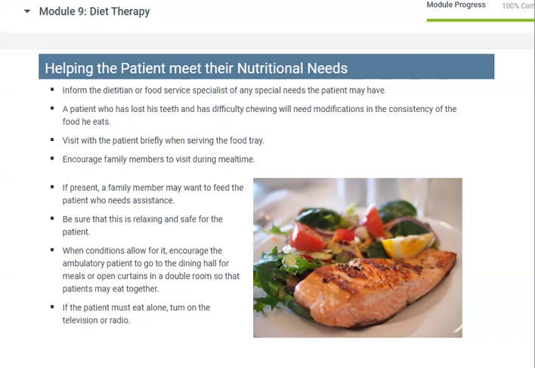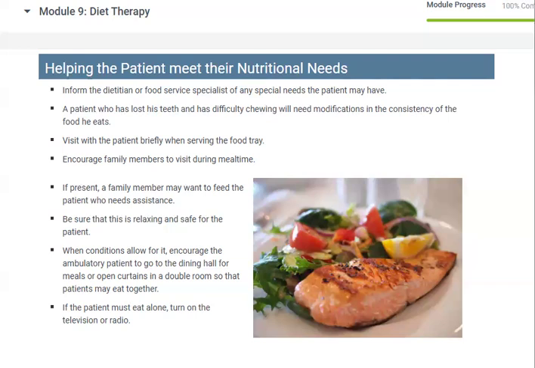Encourage family members to visit during mealtime. If present, a family member may want to feed the patient who needs assistance. Be sure that this is relaxing and safe for the patient. When conditions allow for it, encourage the ambulatory patient to go to the dining hall for meals, or open curtains in a double room so that patients may eat together. If the patient must eat alone, turn on the television or radio.